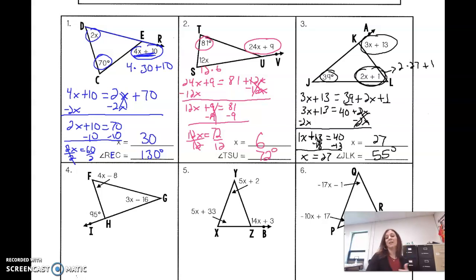Okay, so hopefully you're getting the hang of it. I'll go through these next ones quickly. I think the real thing we have to be careful of is what angle they're asking for.